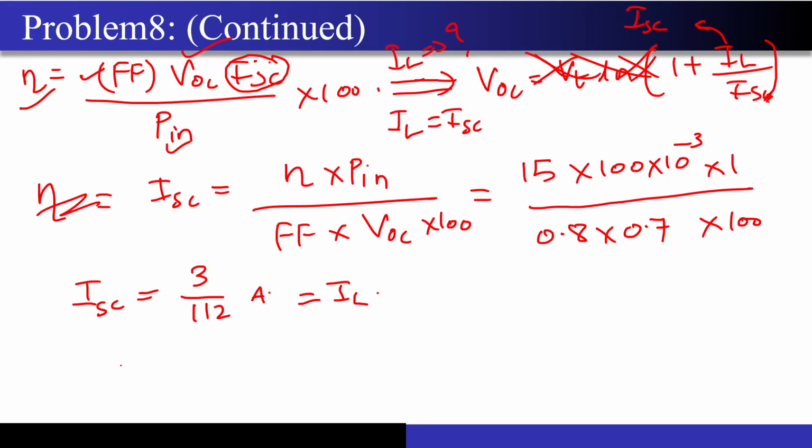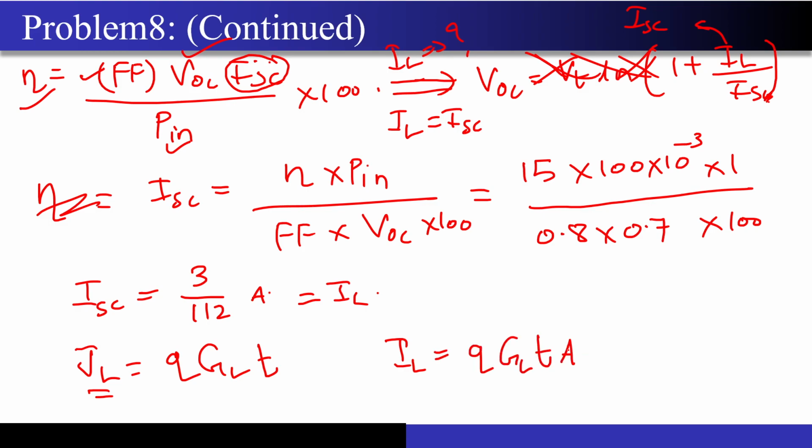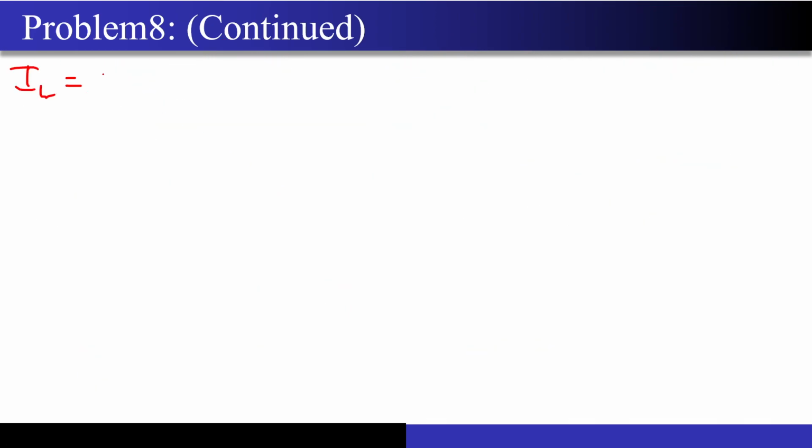Now what is this IL equal to? The formula that I had was JL is equal to Q into GL into T. If I want to get rid of this J, I have to multiply it with the area. IL is nothing but Q times GL into thickness into area. So this is the formula that we have with us now. Let me substitute everything over here. Q into GL into thickness into area.